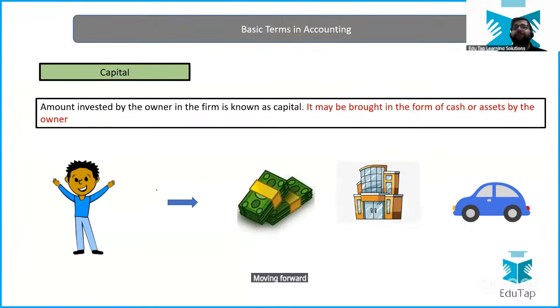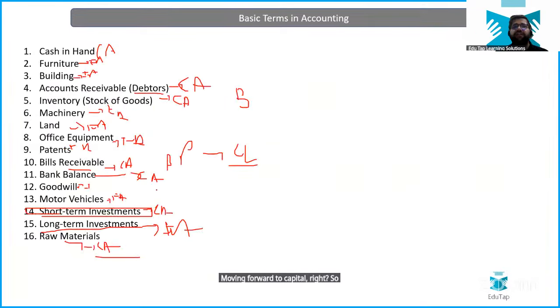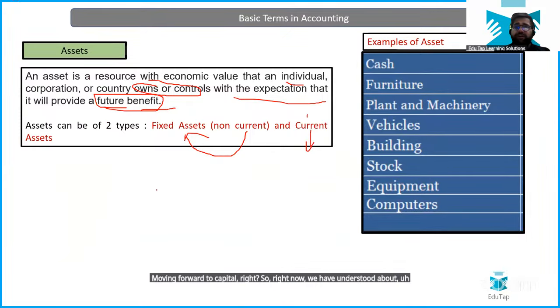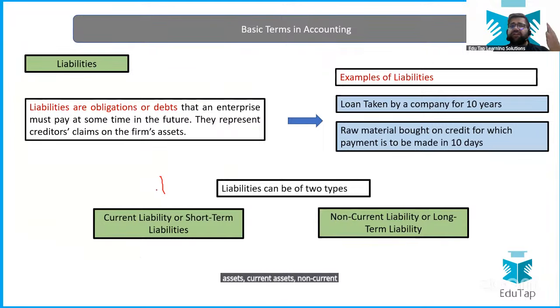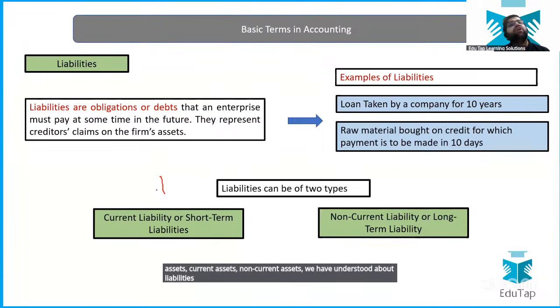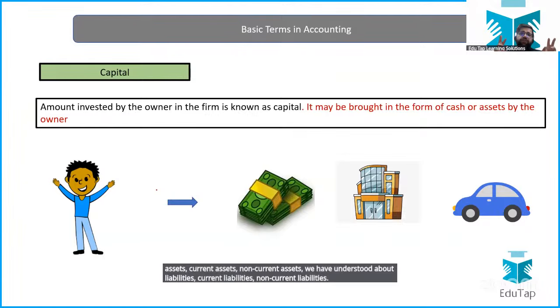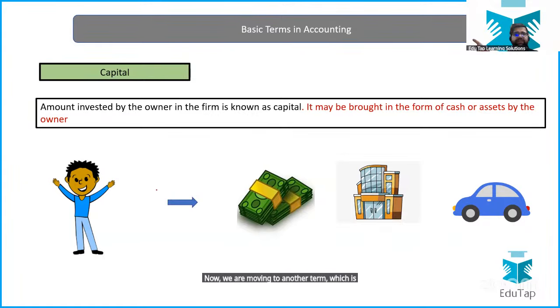Moving forward to capital. Right? So right now we have understood about assets, current assets, non-current assets. We have understood about liabilities, current liabilities, non-current liabilities. Now we are moving to another term, which is capital and drawings. See, when the business starts, the owner of the business tries to put certain capital in the business. Capital is basically the amount invested in the business.